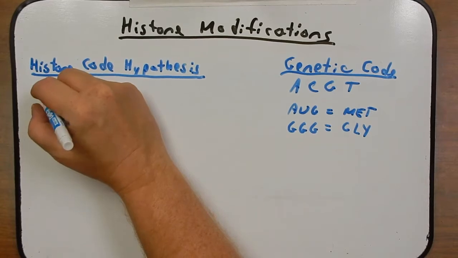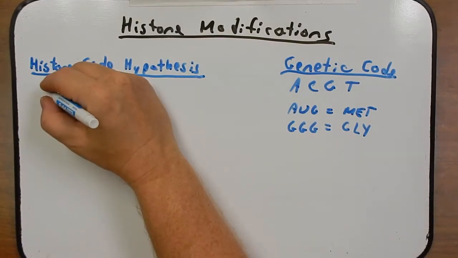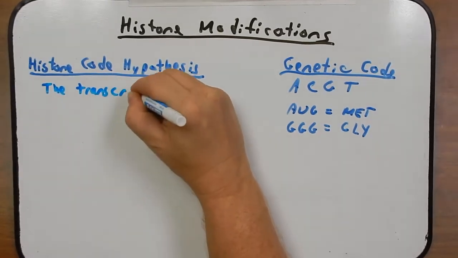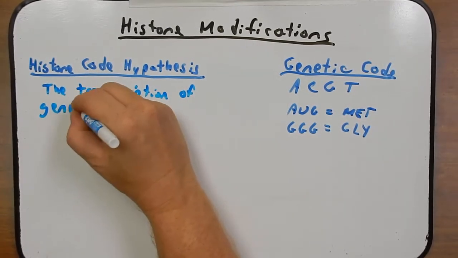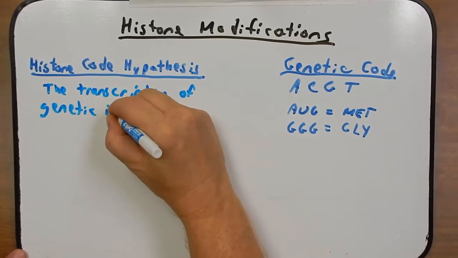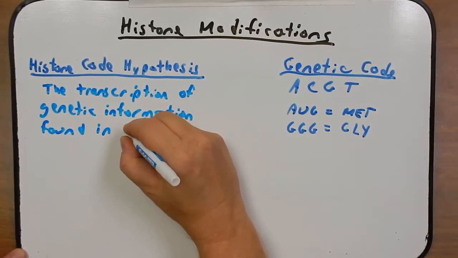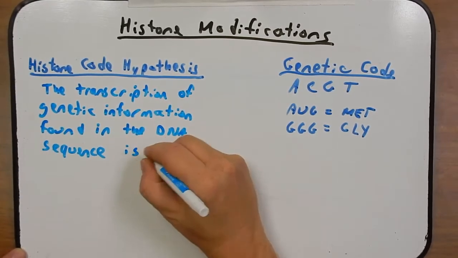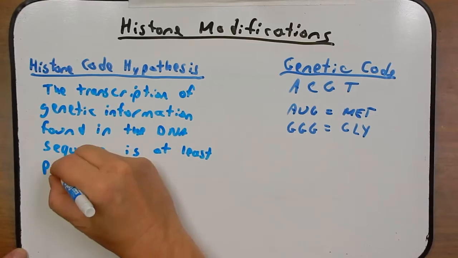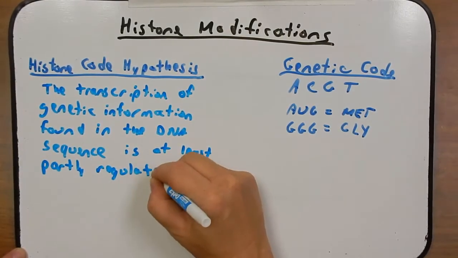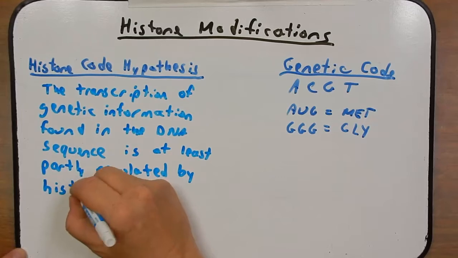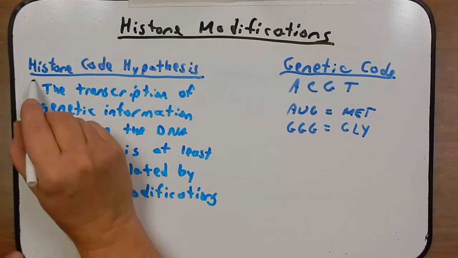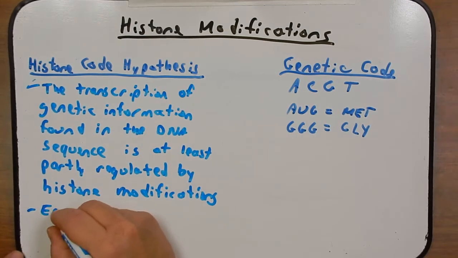The histone code hypothesis. This hypothesis is stated as such: the transcription of genetic information found in the DNA sequence is at least partly regulated by histone modifications. In essence, what we're saying is that this histone code will help explain the epigenetic code.